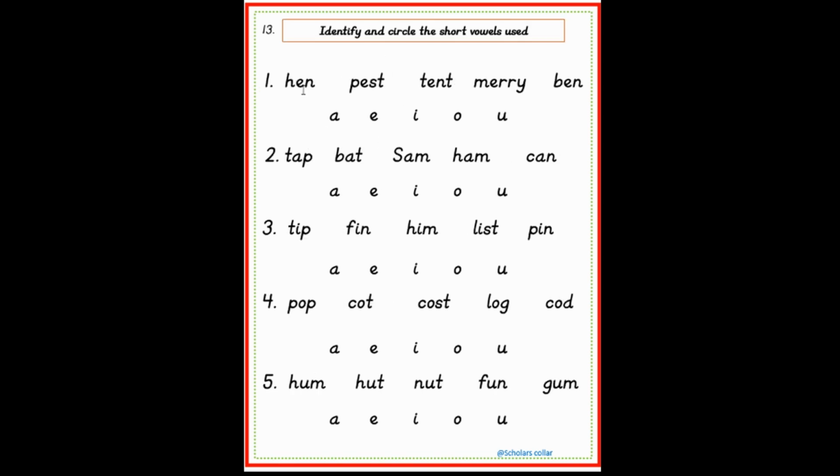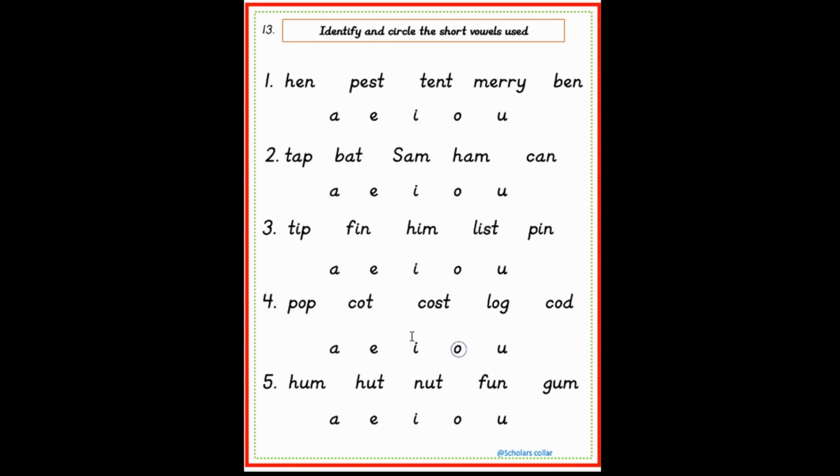So the short vowel here is eh, so hen, pest, tent, Mary. Okay, so the sound here is eh, so you're going to circle E. So next is eh, tap. Then you're going to circle A. Next is I. You're going to go ahead and circle I here. Next is ah. So you're going to go ahead and circle O because it's ah.